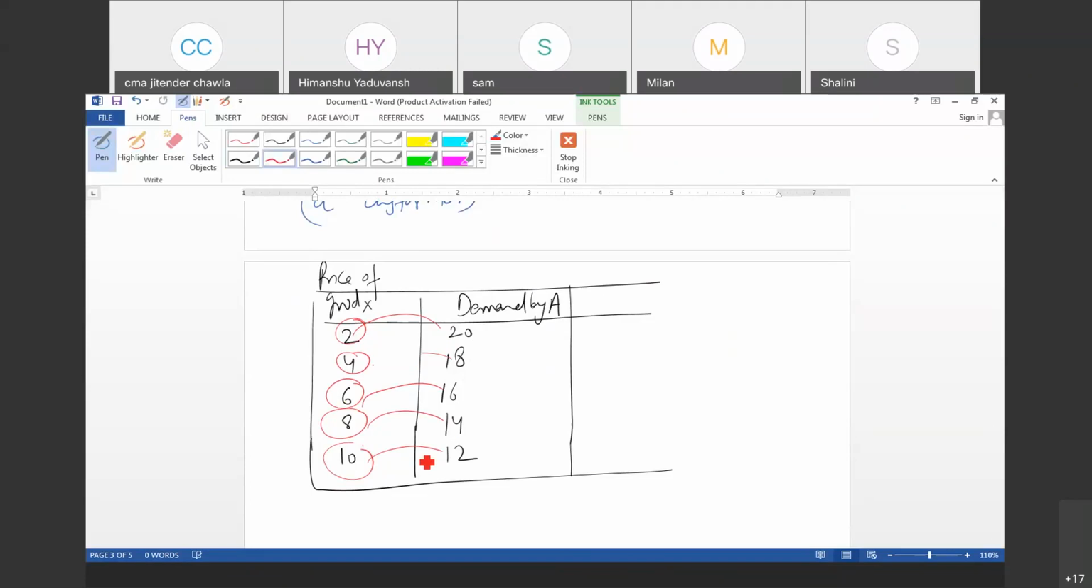ये ग्राफ बनाया है या टेबल बनाया है? It's a table, that's why I'm saying this is individual demand schedule. तो शेड्यूल क्या होता है? Schedule is a tabular representation of price and quantity demanded by a consumer. मैं इसको जरा ग्राफिकली प्लॉट करता हूँ. डिफरेंट डिफरेंट प्राइसेस लिए, 2 4 6 8 10, डिफरेंट डिफरेंट क्वांटिटी ली.